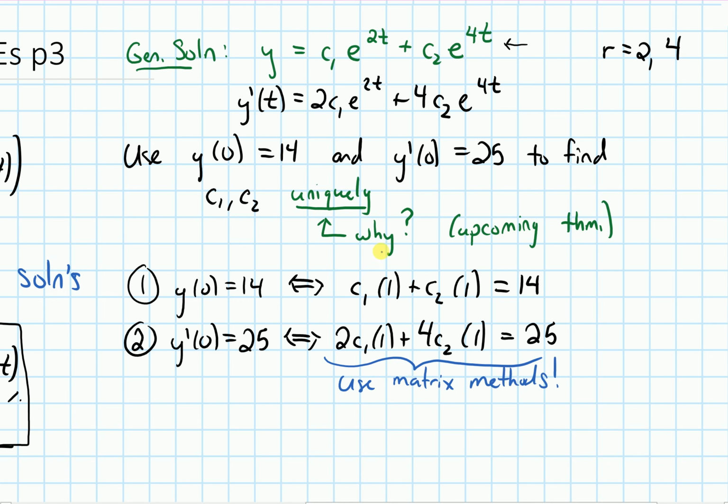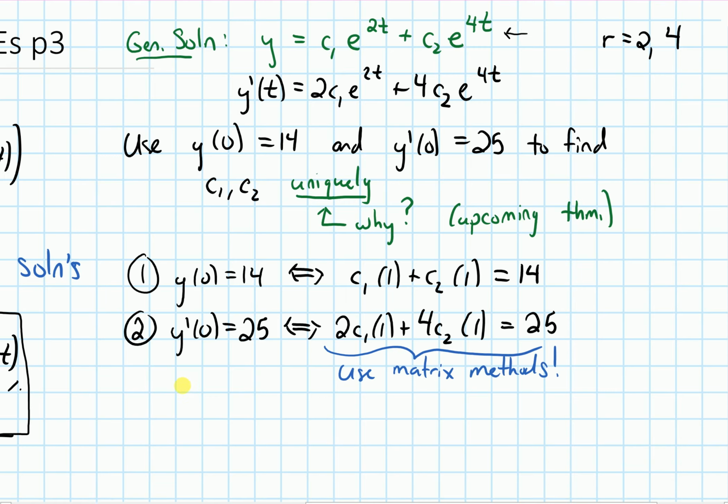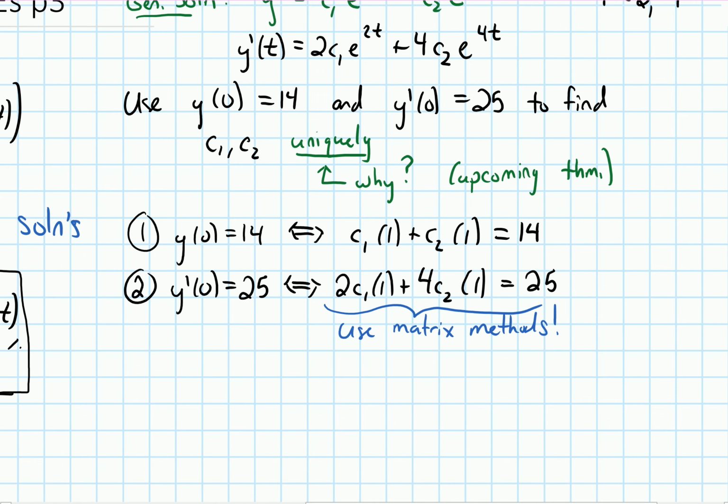Although this equation is simple enough where we don't really need to. We could just solve this using basic algebra. Well, let's just practice doing this with matrix methods. So this system would become: the coefficients of c1 are 1 and 2 in the first column. The coefficients of c2 are 1 and 4. And then we need to augment that with 14, 25.